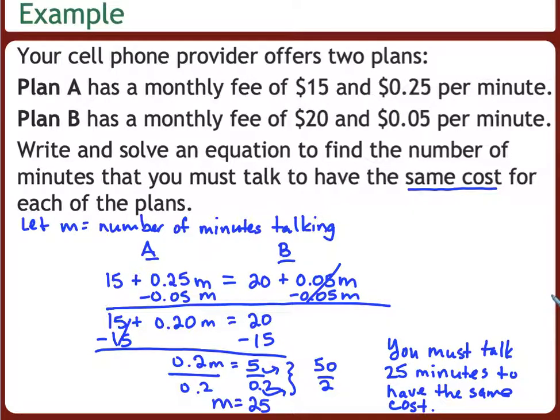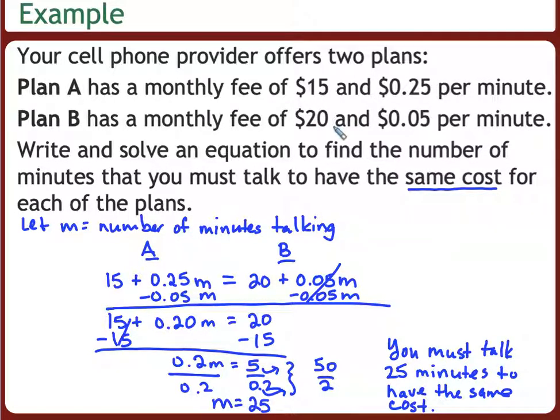Right? And again, in the old days, we would try and figure out, well, how much do we talk in a month? And that would determine what plan we would do. So if we're going to talk for only 10 minutes, then it would make sense to do plan A. If we're going to talk 100 minutes, more than 25 minutes, we would do something like plan B.